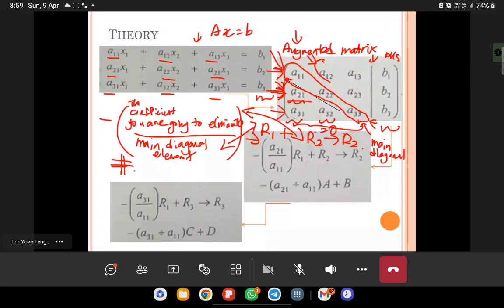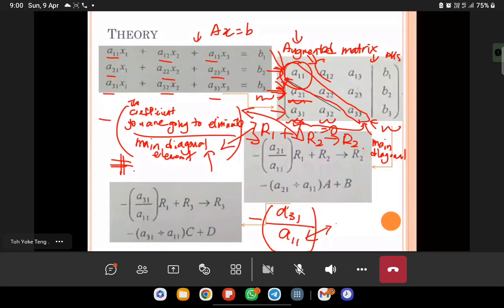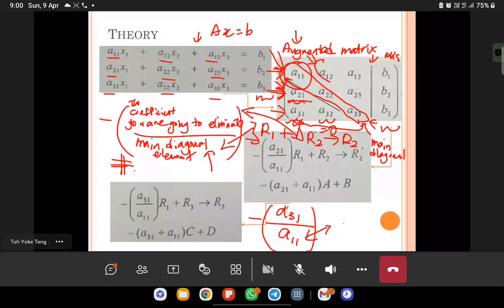Now you are going to eliminate the value for A31. Again, the same thing. Negative A31 as the coefficient you are going to eliminate, over the main diagonal element. So as it refers to this column, the main diagonal is A11. So A11 is related with this one, so as it refers to here, A11 from the first row, R1, plus the numerator. The numerator refers to here as the third row, so R3 is going to be the latest row.